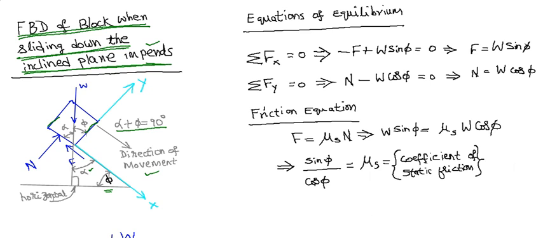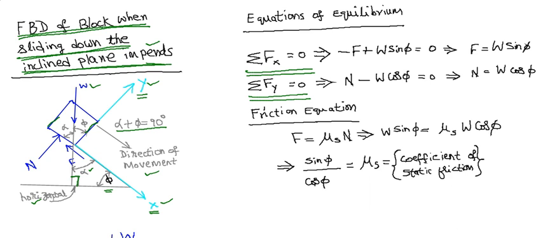For convenience, we take x and y axes as shown over here. This is the x axis, this is the y axis. The weight is always perpendicular to the horizontal. If this were the horizontal, the weight W is perpendicular to it. Now noting these two, we write the equations of equilibrium. Sum of all x components should be equated to 0 for equilibrium along the x-axis, and the sum of all y components should be equal to 0 for equilibrium along the y-axis.